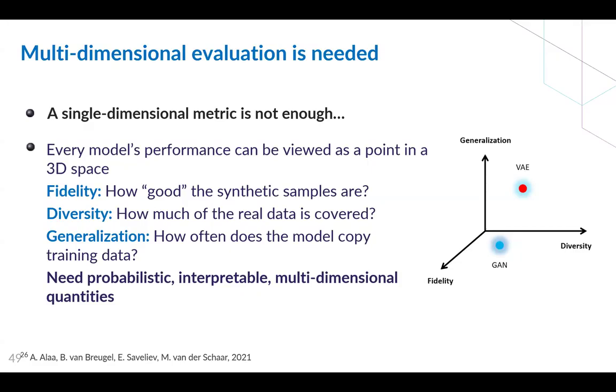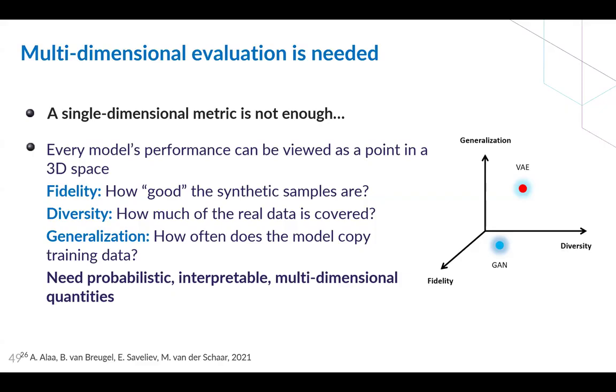One of the key findings we had is that to thoroughly investigate different properties of synthetic data, we need multiple dimensions of evaluation. For example, the fidelity of data measures how good the synthetic sample is. Basically, does the synthetic example look like a real example? We also need to consider diversity. That is how much of the real data is covered by synthetic data. Does the synthetic data fully capture the diversity and phenomena in the real data? And last but not least, we also care about generalization. How often does the model just copy its training data and overfit?